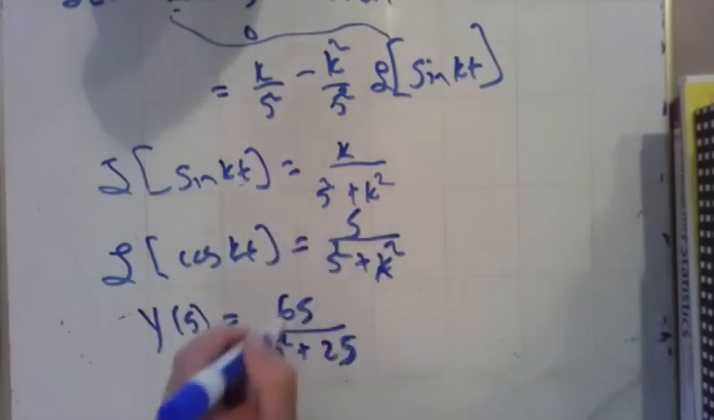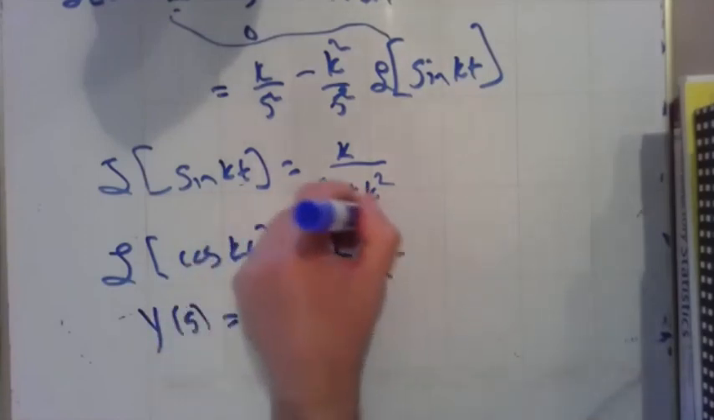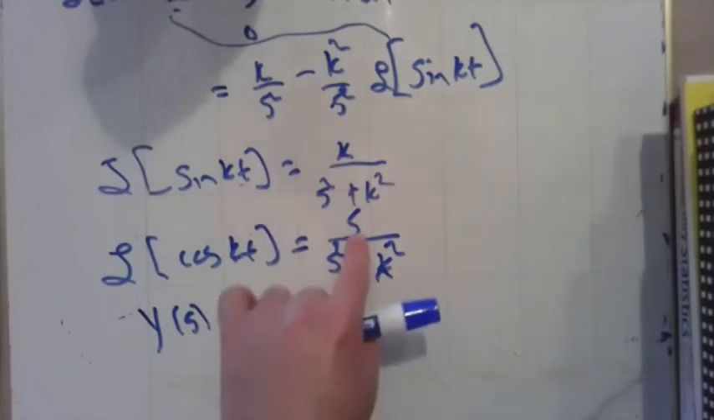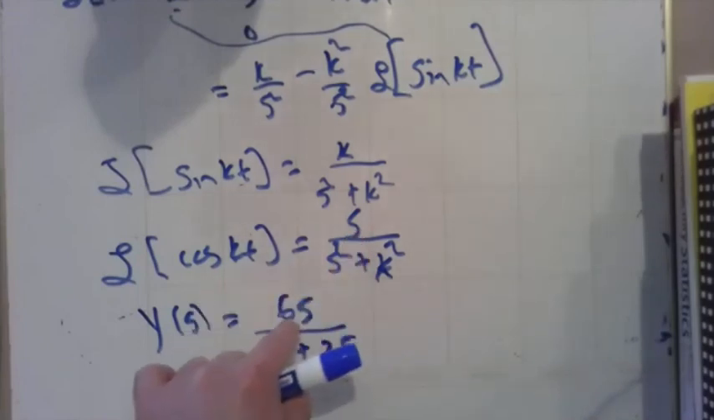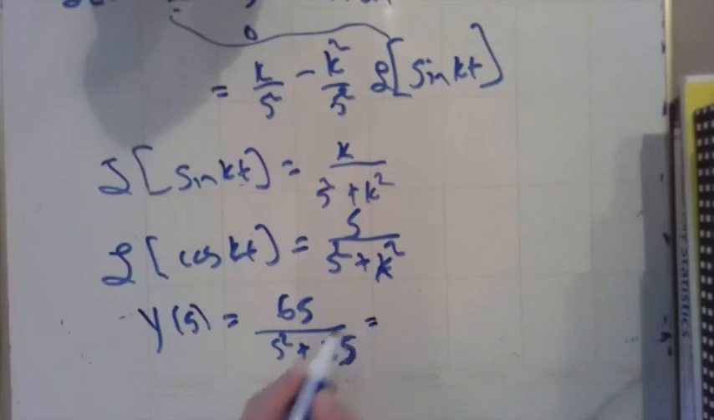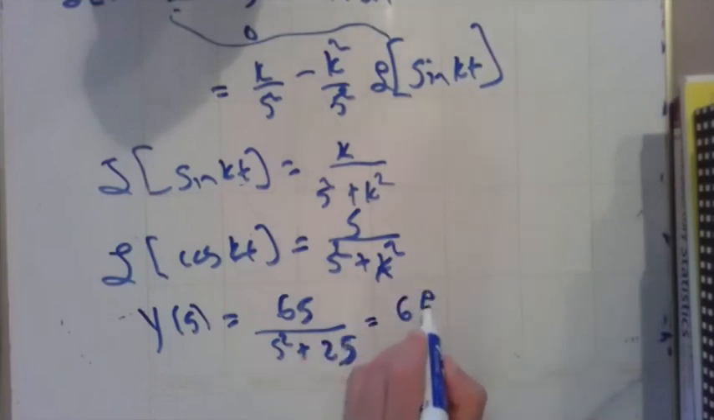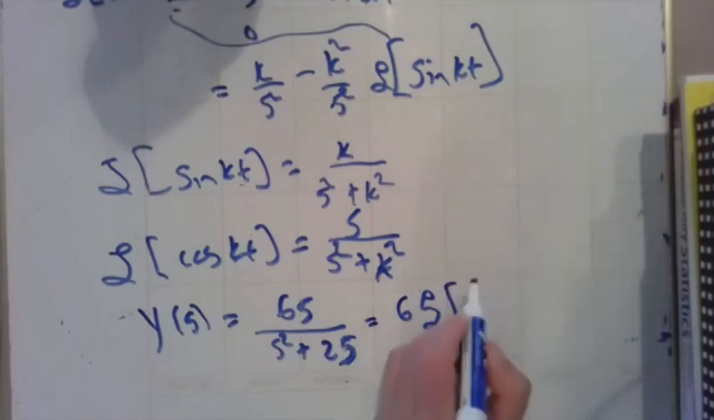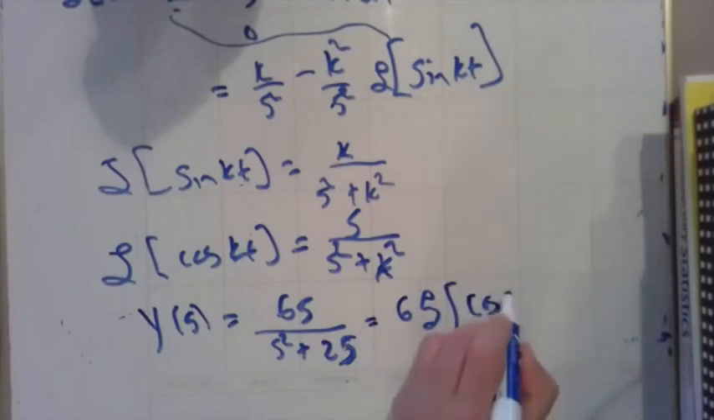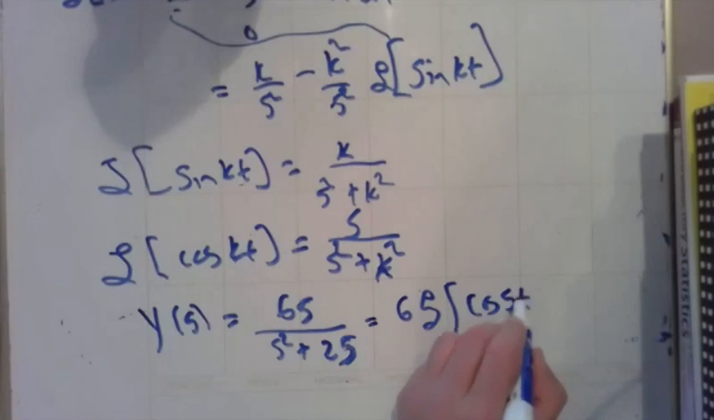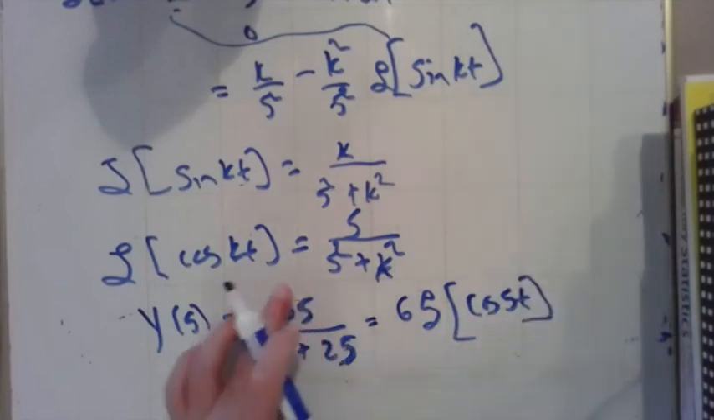So I would make this match this formula, and I would go, well, I just want the s up there, I don't want the 6. I would say this is 6 times the Laplace transform of cosine 5t, which is that.